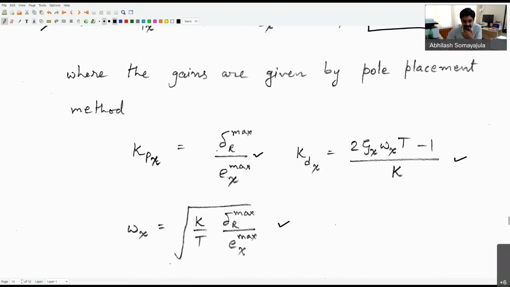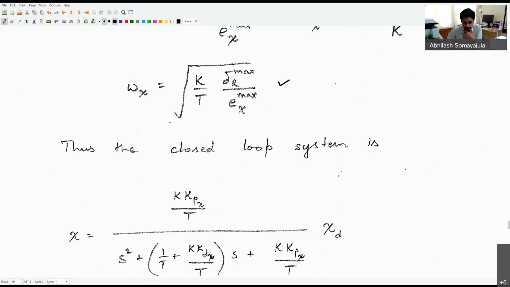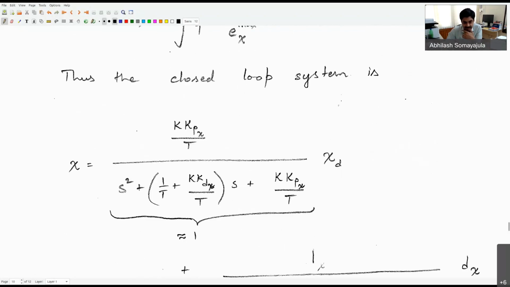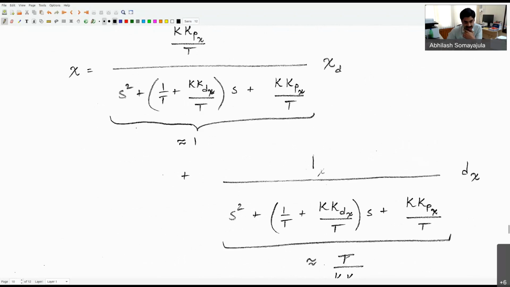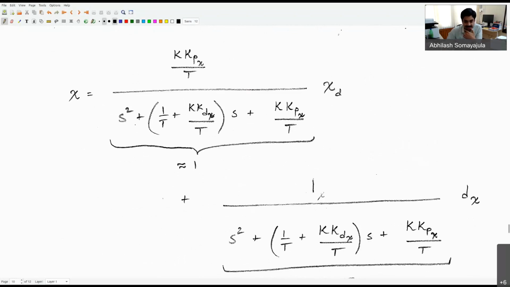Now, once we are ensuring that chi actually tracks chi d, we want to figure out what is happening to this transfer function. How can we ensure that? So in the closed loop dynamic system, you will see that the closed loop course angle chi is given by this transfer function times chi d plus something multiplied by d chi, where that d chi is basically that disturbance term which we had considered before.